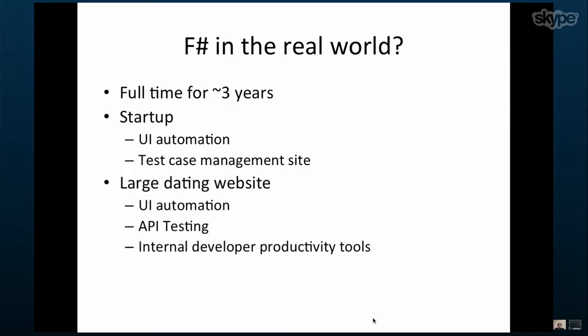My current client is a large dating website. It's Match.com. I think it may be the largest dating website there is. And we use it for a multitude of things. We do automation with it. So all of the new code that they're writing for their website, all of the automated regression is done via F#. Their API, which is growing quite rapidly, is also all covered with F# integration tests.